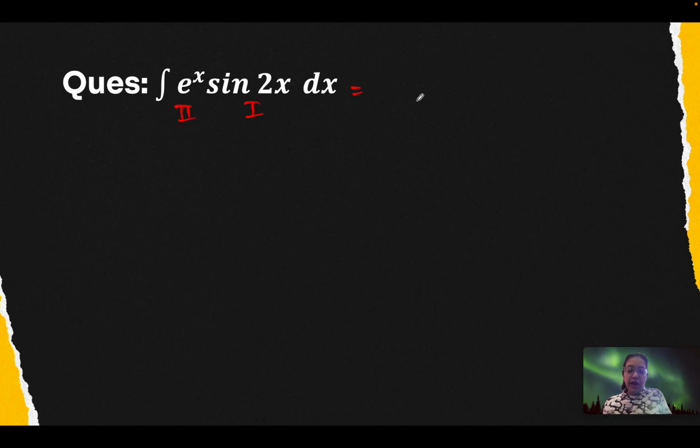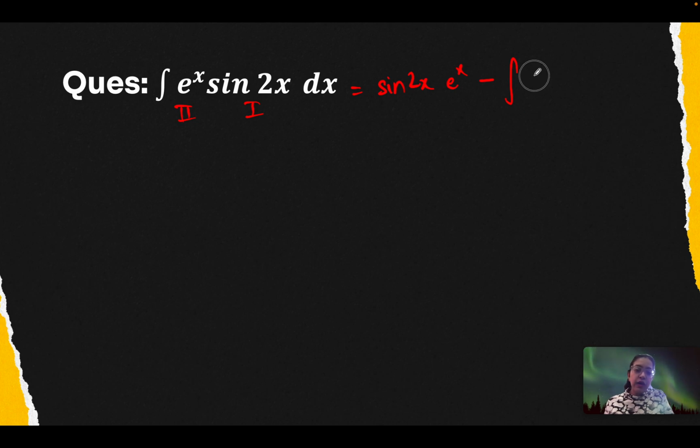So now let's try and integrate this by using integration by parts. So that would be, now first as it is, that is sin 2x as it is, integral of e^x is directly e^x, minus integration derivative of sin 2x.